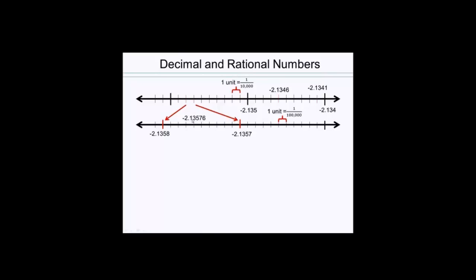So if I pick this tick mark in the middle, since I'm starting with -2.1357, this tick mark here will be -2.1357172737476. So this allows us to plot as many tick marks as you want. You just have to keep extending the number line and zooming in depending on how many digits you want. So we can pretty much plot all rational numbers on a number line.